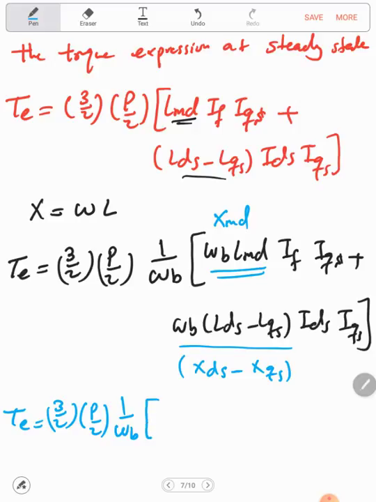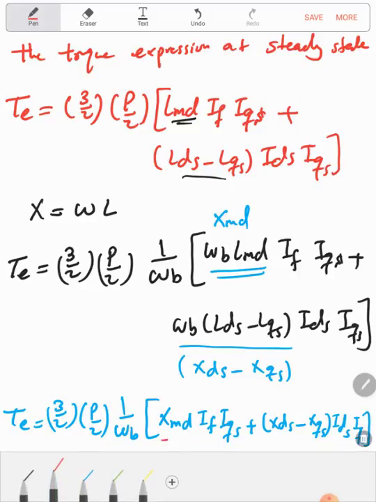So this will be XMD IF IQS plus XDS minus XQS times IDS IQS.